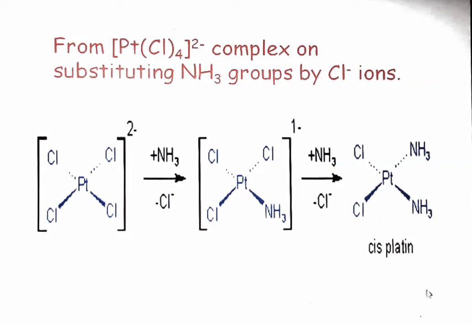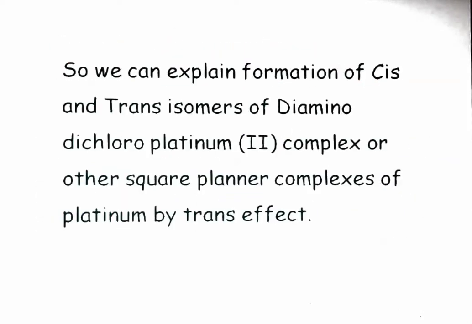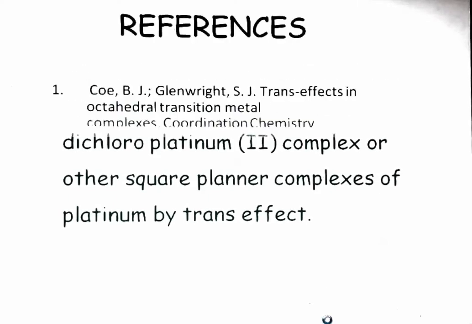So cisplatin and transplatin both we can prepare from different precursors by using the trans effect. So we can explain the formation of cis and trans isomers of diamminedichloroplatinum or other square planar complexes of platinum by the trans effect.